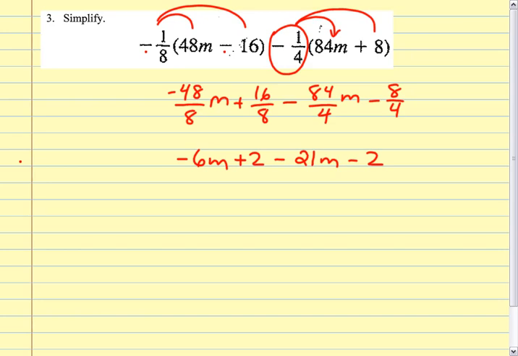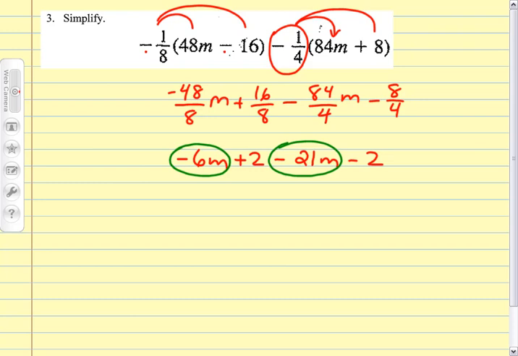Okay, well, I would start with negative 6m and negative 21m because they're like terms. Negative 6m and negative 21m. Okay. And what should I do with them? Combine them and get negative 27m. So we're combining like terms.